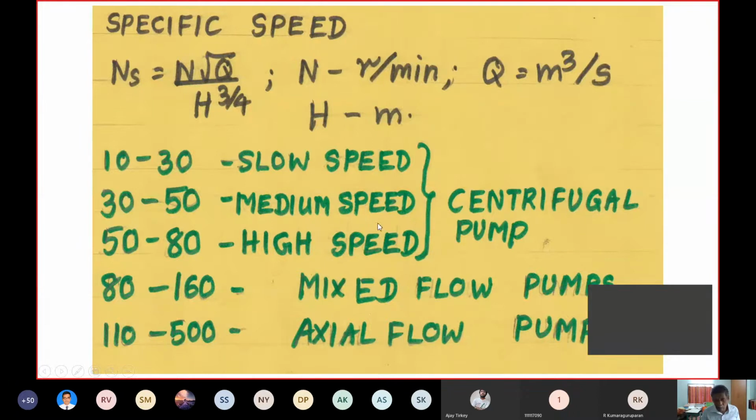So they are all centrifugal pumps. When the specific speed is 80 to 160, you go for mixed flow pumps, and when it is 110 to 500, it is axial flow pumps. Okay, so if for the given duty, you get the specific speed value to be say in the 50 to 80 range, you have to go for the centrifugal pump design only.